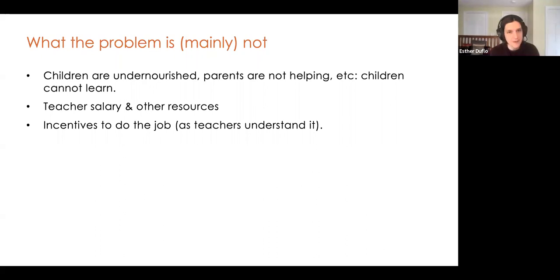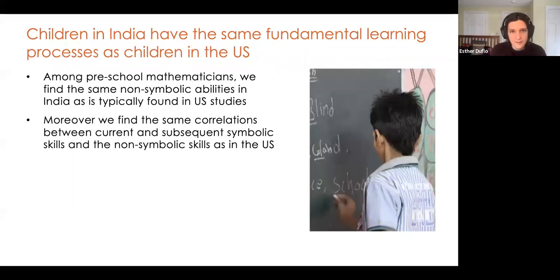The first thing you hear sometimes is that it's because of the kids. For whatever reason, kids can't learn and therefore they're not learning. I don't think that's it. Another thing that we often hear is that it's all about resources in the school, and in particular teacher salaries. Teachers are underpaid. And the third thing that I also think it is not, or not primarily, although I just gave you an example of teacher incentive mattering, is incentives for teachers to do the job, at least the job as teachers understand it. So let me discuss each point in turn.